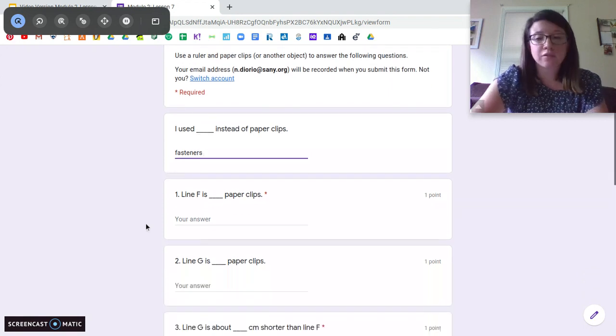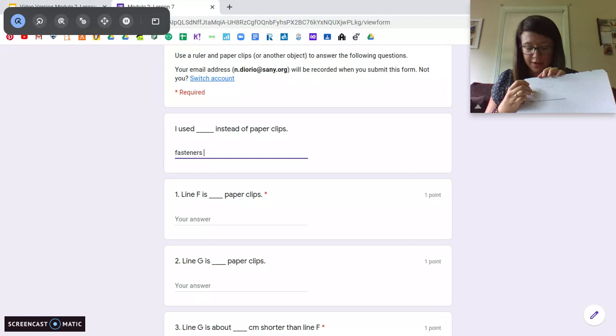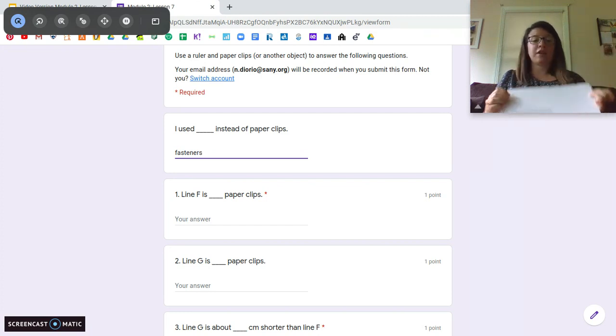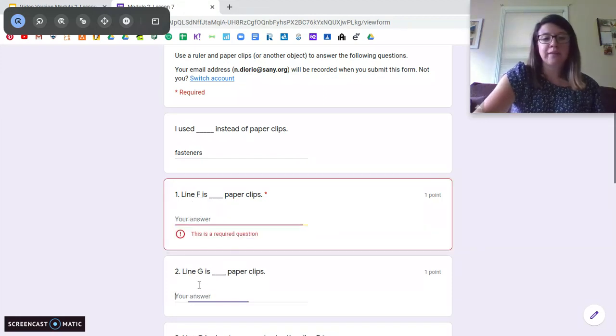Then you're going to measure. So you're going to measure your first line using your non-standard unit of measurement. And you're going to measure the same way you've been measuring, endpoint to endpoint. Make sure they're all the same size or you're not going to be accurate. Okay, and then you're going to type in whatever your answer is for that one. Same thing with line G.